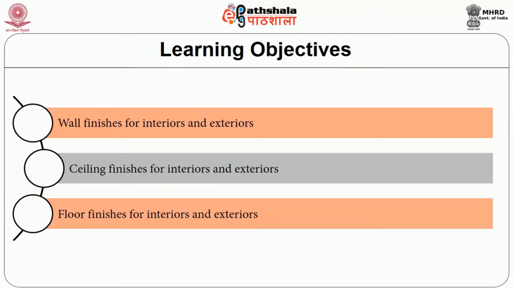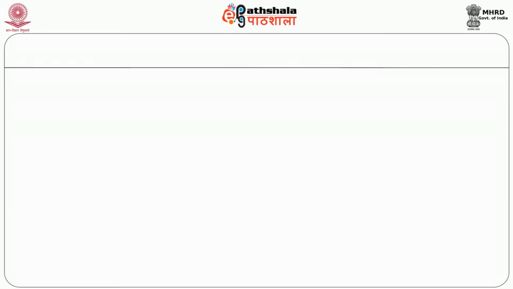Finishes are either made in situ or are pre-prepared and laid on completed surfaces such as the walls, ceilings and floors. This chapter will create awareness on the types of wall finishes for interiors and exteriors, ceiling finishes for interiors and exteriors, floor finishes for interiors and exteriors.